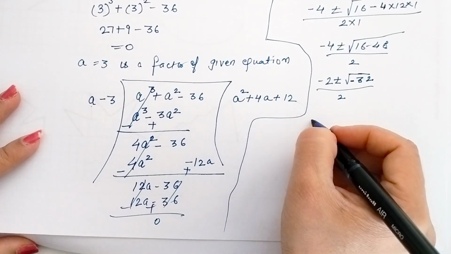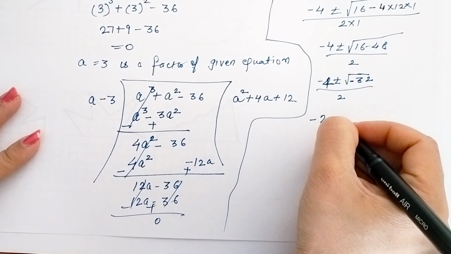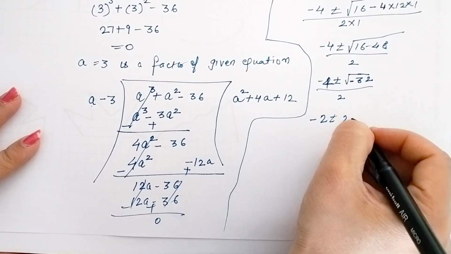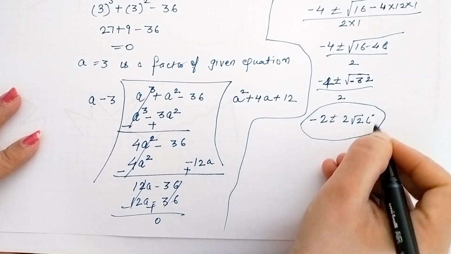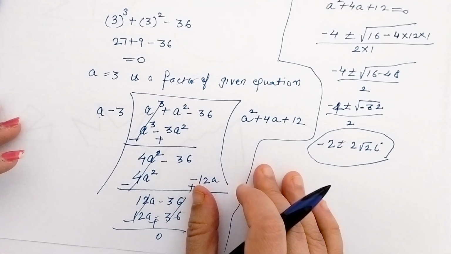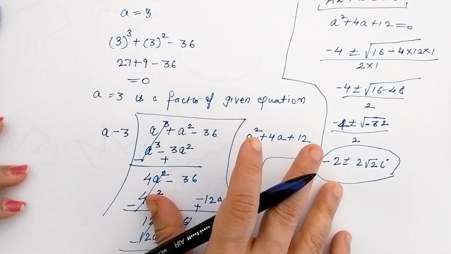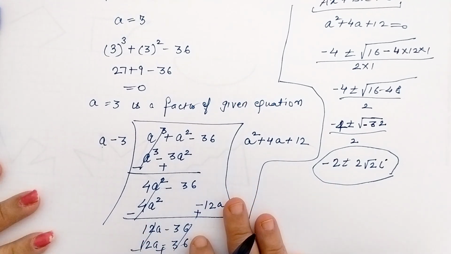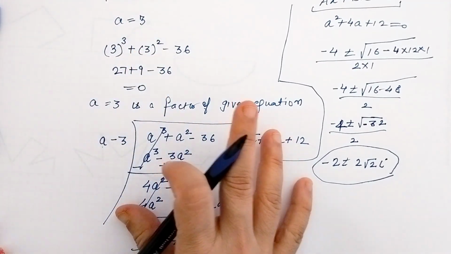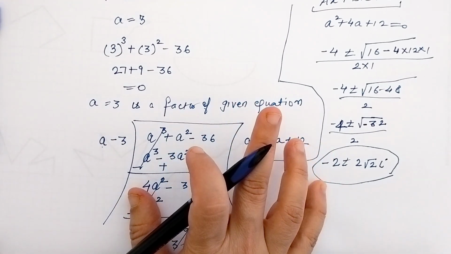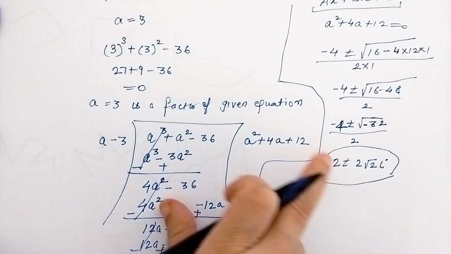And when you solve it, you get minus 4 plus minus 2 under root 2 iota upon 2, minus 2 plus minus 2 under root 2 iota. So this is the answer. So these are the three roots. First root is 3 and two other roots are this. If you are working in real, you can only consider this root and you can say these two roots are complex. But if you are working in real and complex both, so you can tell these three roots.